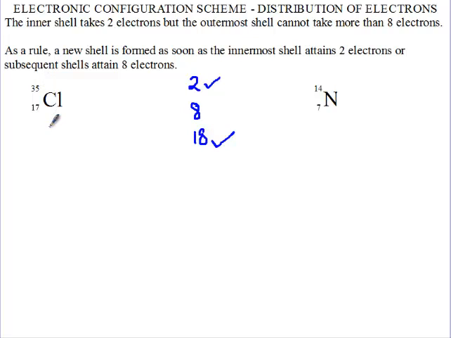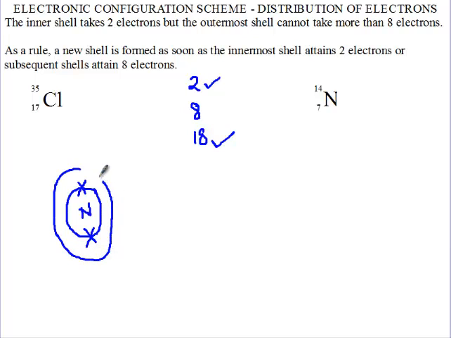What this means is that the number of protons in chlorine is 17. The number of electrons in chlorine is 17. So we are going to distribute 17 electrons on the chlorine atom. So now let me put N in the middle here. Let's assume this is our nucleus. Our first shell is going to take 2. That means we are left with 15 electrons because we are distributing 17.